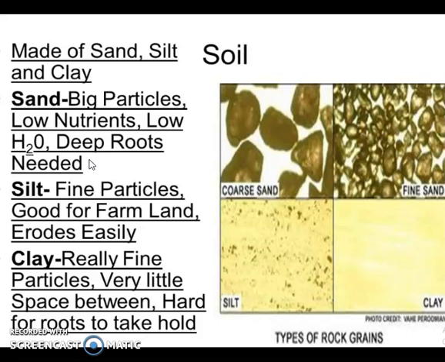Okay, so sand particles are big particles, low nutrient, low H2O, deep roots needed. Because water absorption is comparatively high, it needs deep roots. Next is silt: fine particles, good for farmland, erodes easily. That is its property. Then clay: really fine particles, very little space, hard for the roots to take hold because air space is very less. So these are the different types of soil, that is sand, silt and clay.